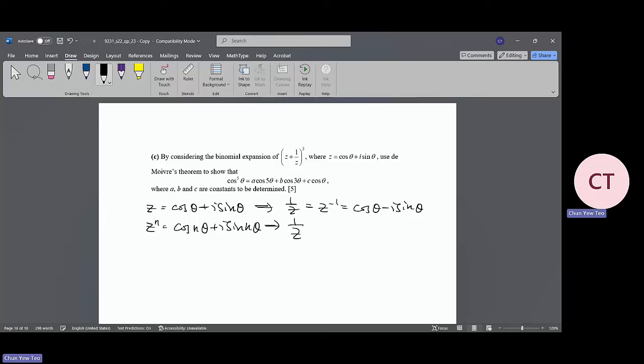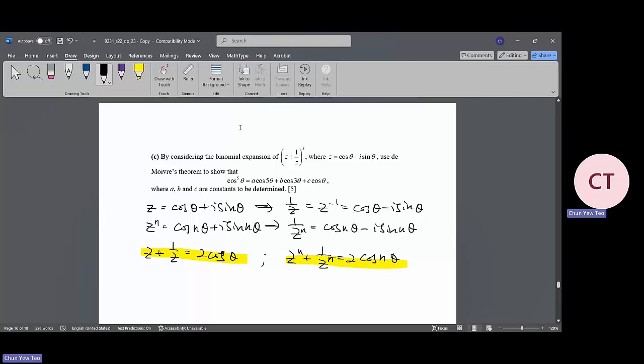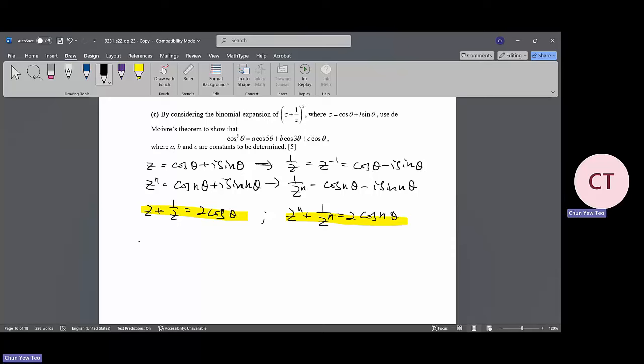Then similarly, z to the power negative n, that is 1 over z to the power n, will give us cos n theta minus i sin n theta. So we have z plus 1 over z is equal to 2 cos theta, and z to the power n plus 1 over z to the power n is equal to 2 cos n theta. So we get these two formulas ready first before we solve the problem. So we start from here.